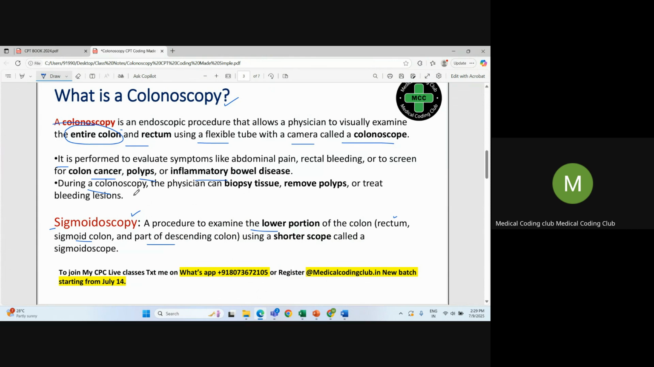Next, during colonoscopy, the physician can take biopsy tissue, remove polyps, or treat a bleeding lesion. So further to screening, whatever treatment they do, could be removal or treating the bleeding lesion. It is all about therapeutic procedure. They are performing the procedure utilizing the colonoscopy. And under sigmoidoscopy also, you can see both diagnostic and therapeutic procedures, where the therapeutic procedure is applicable for the lower portion of the colon.